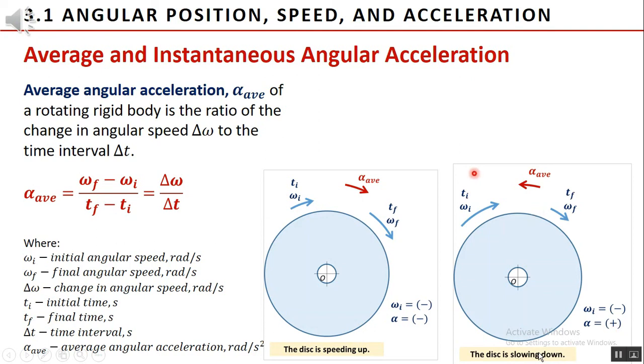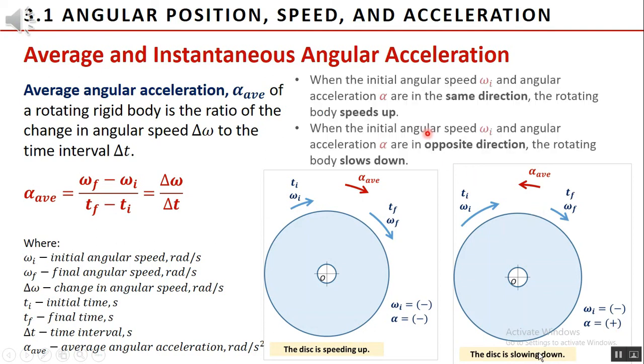Now, to generalize these, always remember the following. Number 1, when the initial angular speed and angular acceleration are in the same direction, both positive or both negative, the rotating body speeds up. Number 2, when the initial angular speed and angular acceleration are in opposite directions, one is negative and the other is positive, the rotating body slows down.